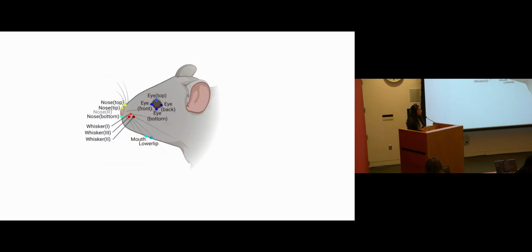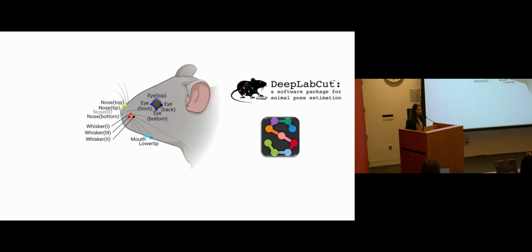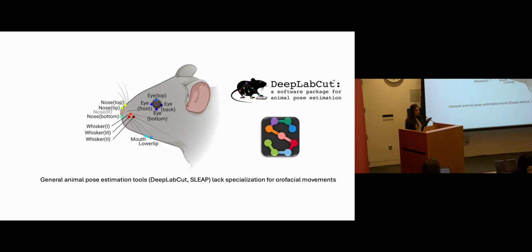So we decided to use a different approach that some of the labs had also been using for quantifying animal behavior, which is animal pose estimation, where you can draw these key points or label key points on the mouse face to specifically track different regions such as the whiskers, nose, eyes, and mouth. And so we turned to existing tools such as DeepLabCut and SLEAP, but these tools often require training a different model for multiple different experimental setups, so they lack specialization for our problem. And we wanted to create a tool that's just specific for the mouse face and that can capture these movements from various different camera angles.